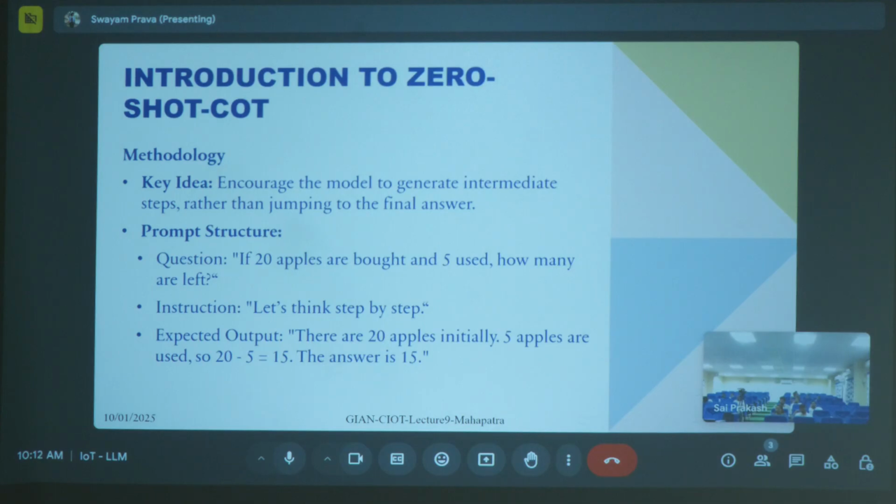So again, an example I would show you is if we ask the model, if 20 apples are bought and 5 are used, how many are left? And then you give it the instruction that you have to think step by step. The model will give you the steps that it's thinking about. It will tell you it's thinking first there are 20 apples and then 5 apples are used. So then it'll show you how it's subtracting and then giving you the final answer.